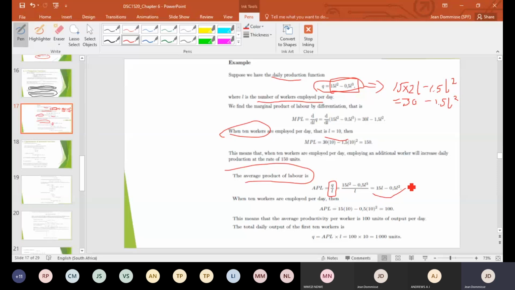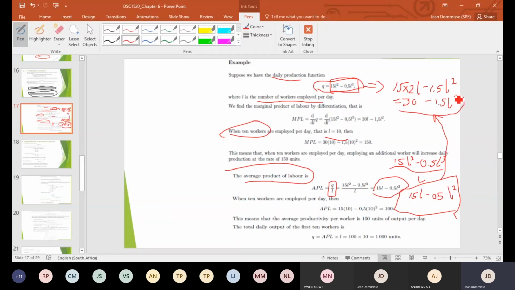And that would have then given you, so if we just do that, L to the power of 3. So we need to divide that by L. So what is left there will be 15 L minus 0.5 L to the power of 2. Okay, and once again, that is not exactly the same as that.